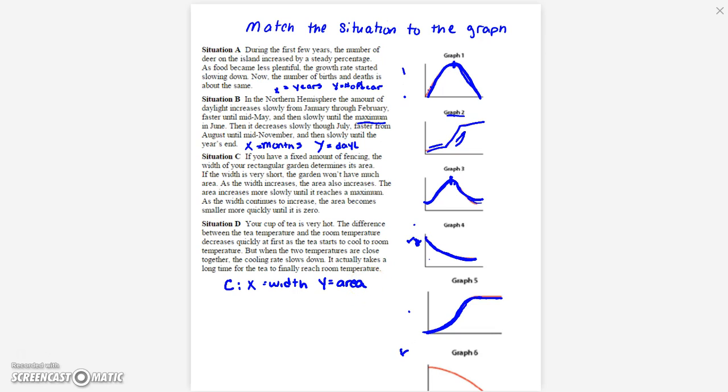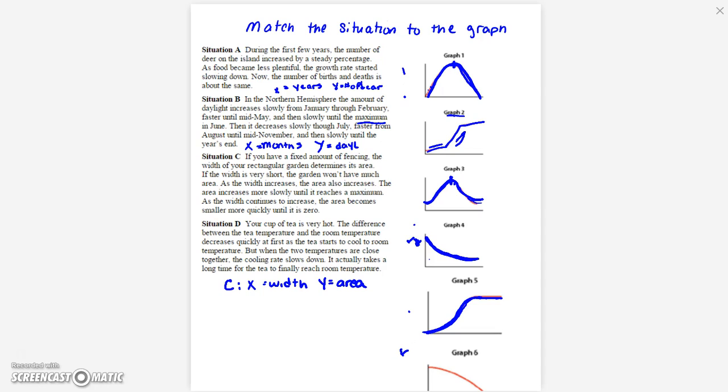And last, your cup of tea is very hot. The difference between the tea temperature and the room temperature decreases quickly at first. So it's starting off decreasing, and there's only one that is. That's going to be graph 4. And as you can see, it slows down. It starts off pretty fast, and then it slows down.